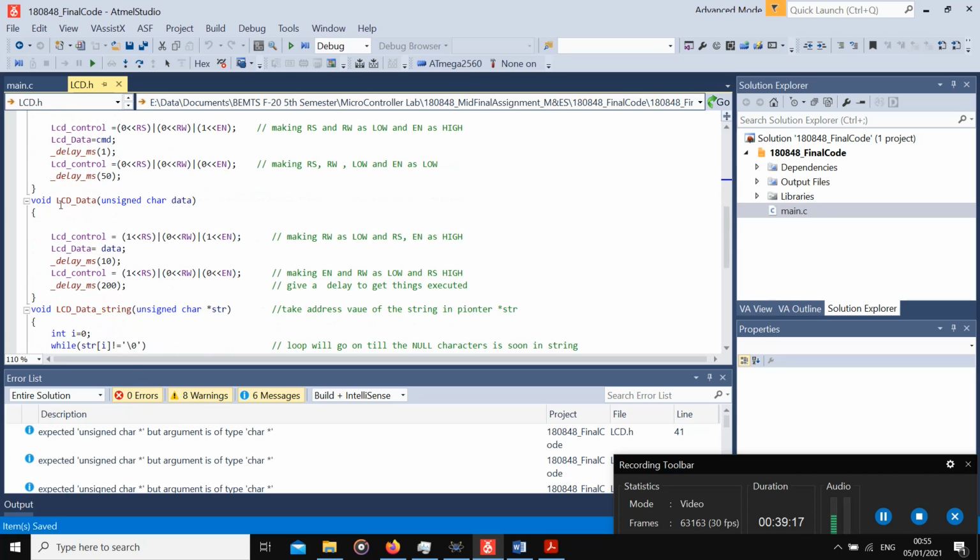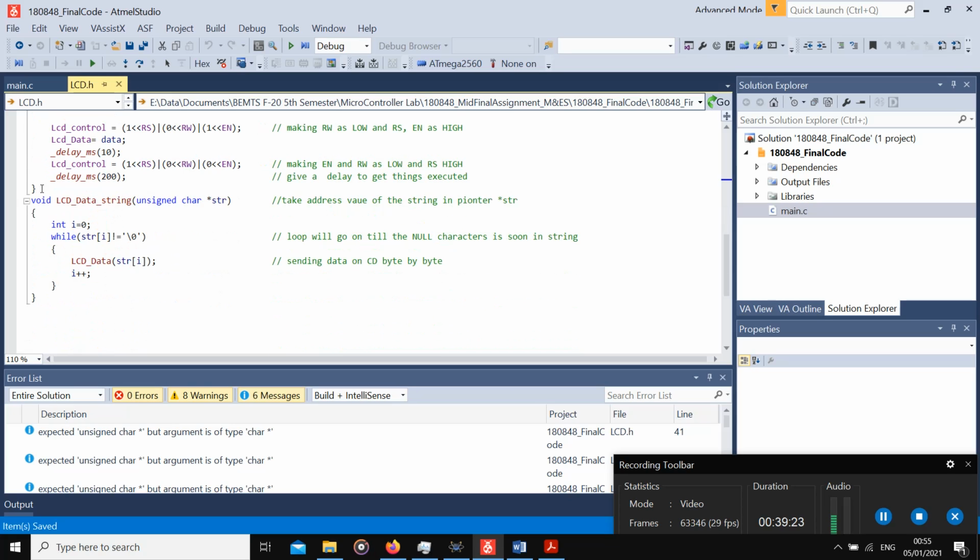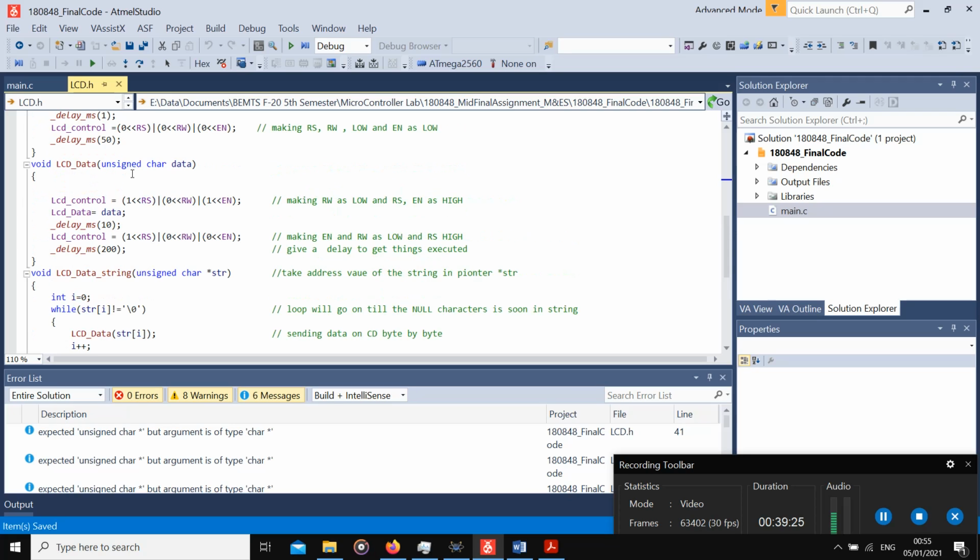Then you have the LCD data. You can give it whatever data you want to, and it is going to display upon the LCD. Then you have the LCD data string. So the data is for something that you want the LCD to receive. So it is going to display whatever data it gets on the LCD, and this string over here is just a random or an easy method.